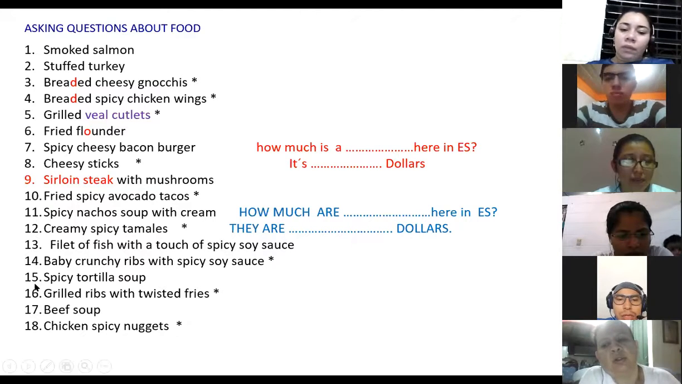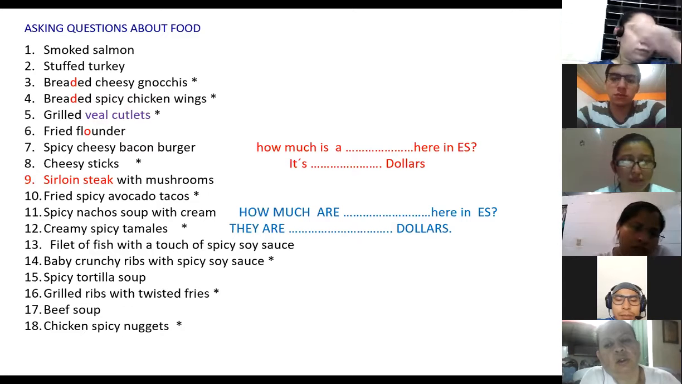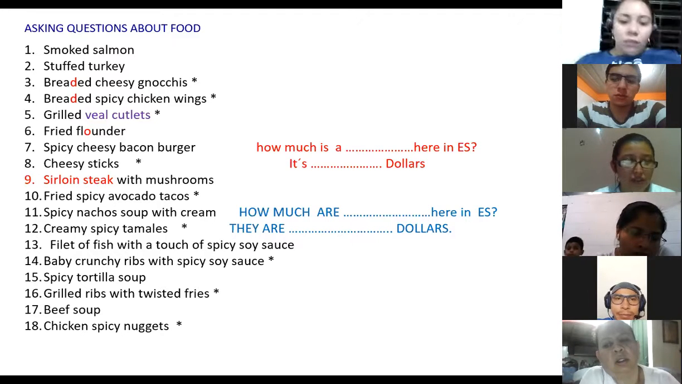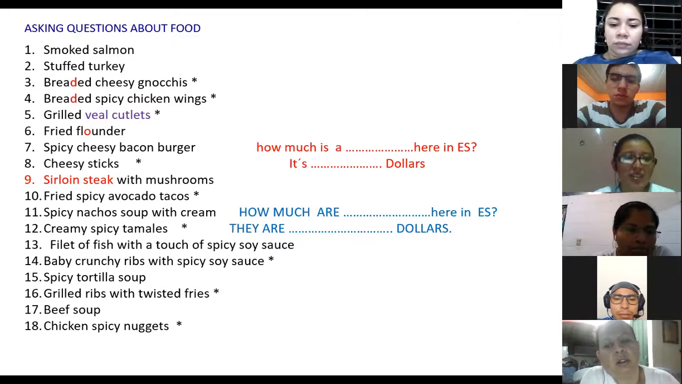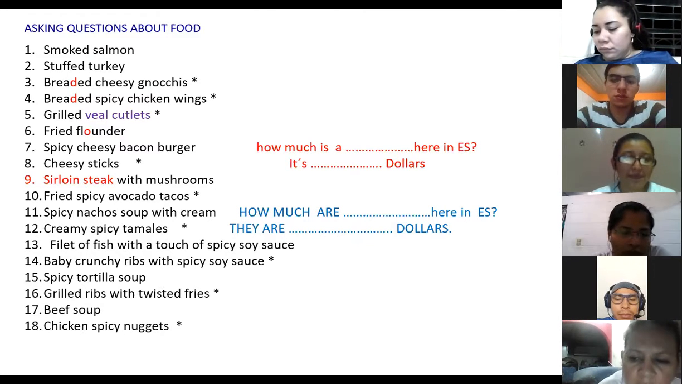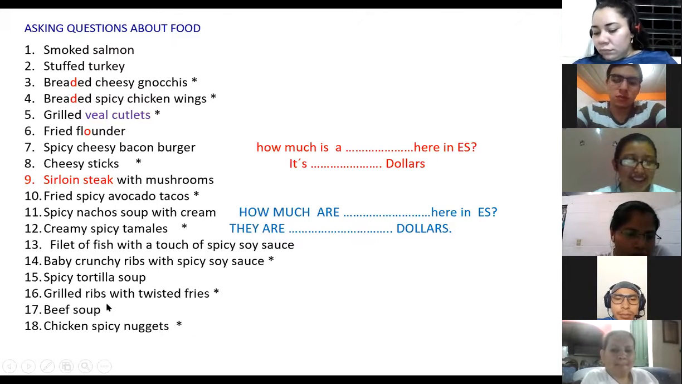Tortilla. Spicy tortilla soup. Number 16, repeat. Grill ribs with twisted fries. Perfect. 17, beef soup. 18, chicken spicy nuggets. Perfect. All right, here we go.